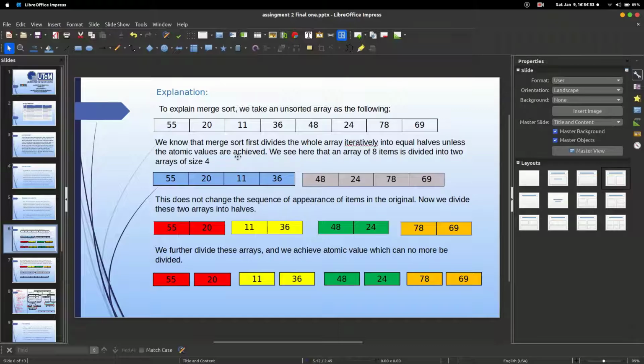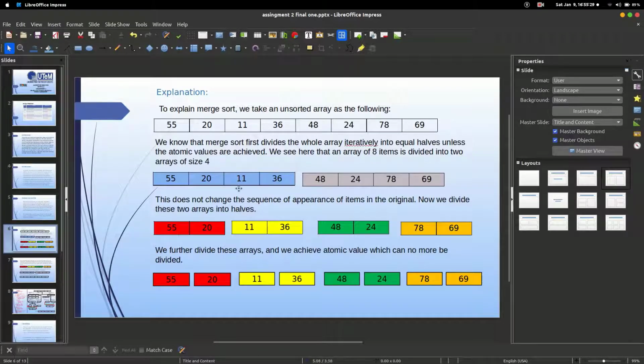So for merge sort, as we can see, we have an array of 8 elements. The very first thing we need to do to execute the merge sort is divide this array in half. We have 8 elements in this array. So what is half of 8? 4. So we made 2 arrays containing 4 elements each.